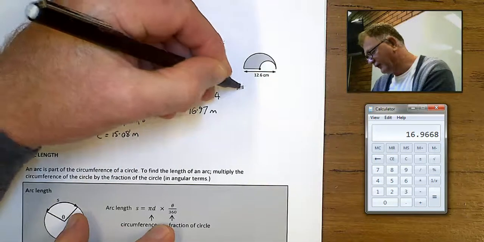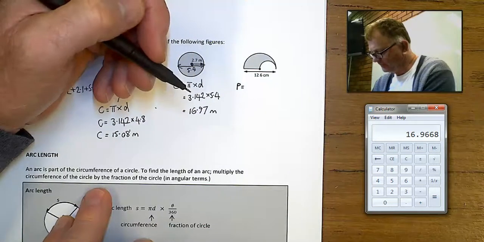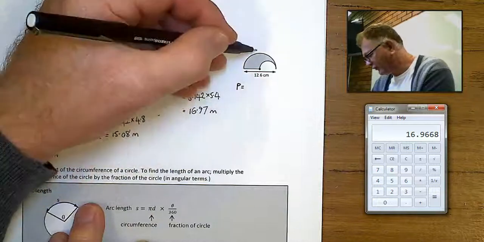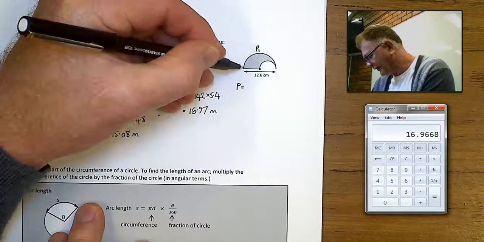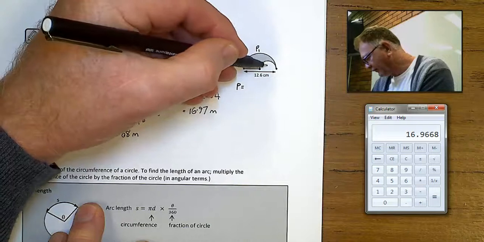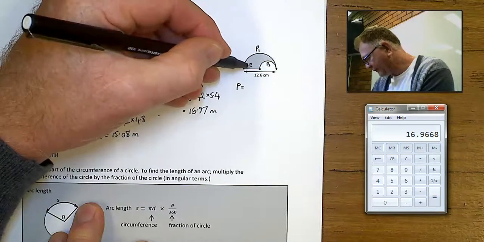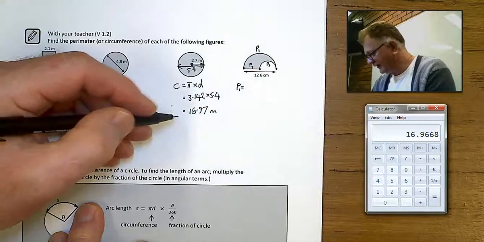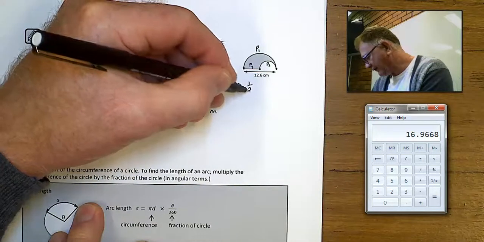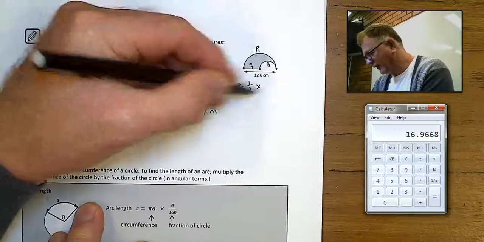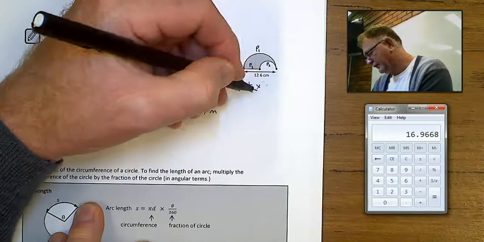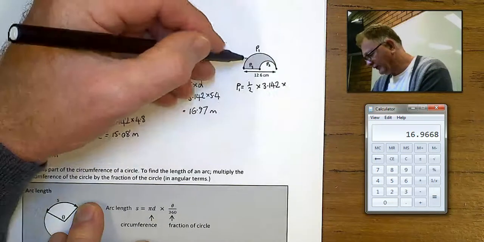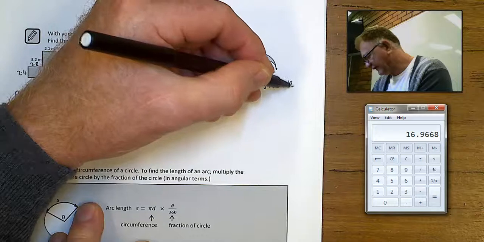So the full perimeter of this one is going to equal, I think what I might do is I might actually set it out like this. I'm going to call this little bit P1. The distance from here to here is P1. I'll call this little bit P2 and this little bit of perimeter P3. So P number 1 is going to equal 1/2 of the distance all the way around the circle, half times 3.142 times the diameter 12.6.